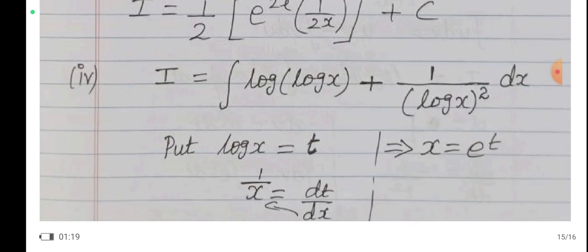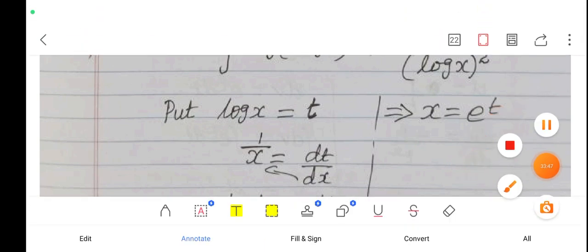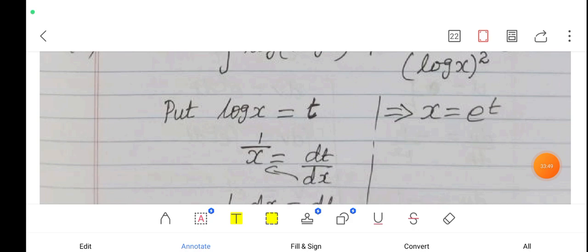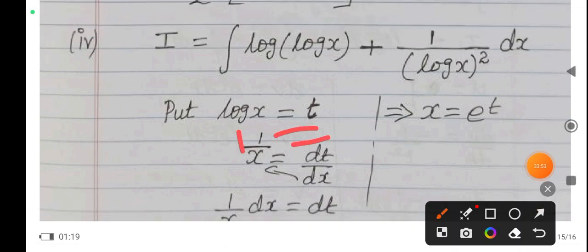Clear up? Then the last sum in this exercise, I equals integral log of log x plus 1 by log x the whole square dx. Children, since log x comes twice, can we take log x as t? So log x is t, we can differentiate log x as 1 by x, dt by dx. Division dx goes as a multiplication, so 1 by x dx is dt.